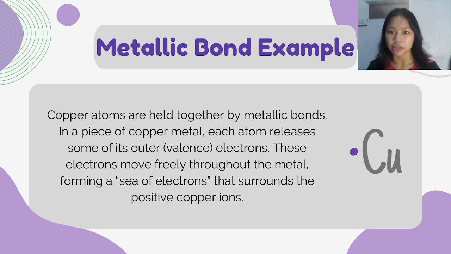A metallic bond example would be copper atoms held together by metallic bonds. In a piece of copper metal, each atom releases some of its outer or valence electrons. These electrons move freely throughout the metal, forming a sea of electrons that surround the positive copper ions. Hence, copper is often seen as reflective or shiny at different angles.